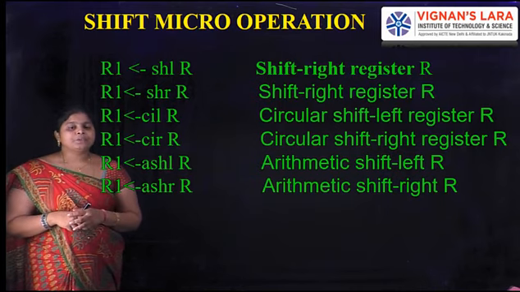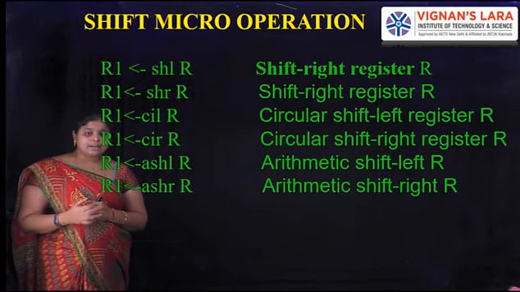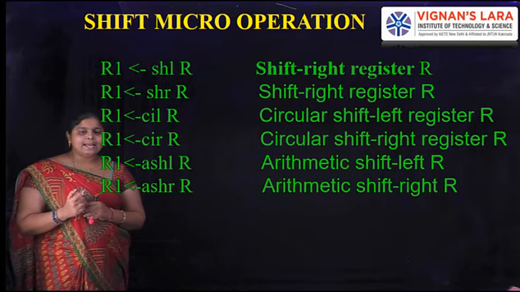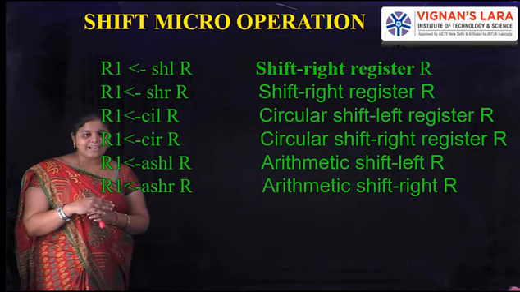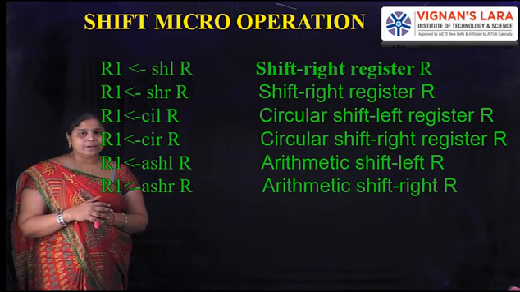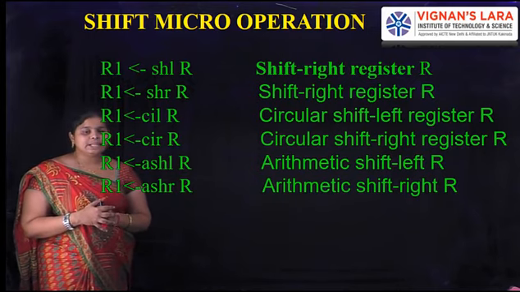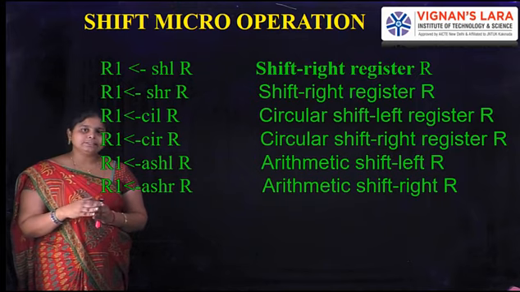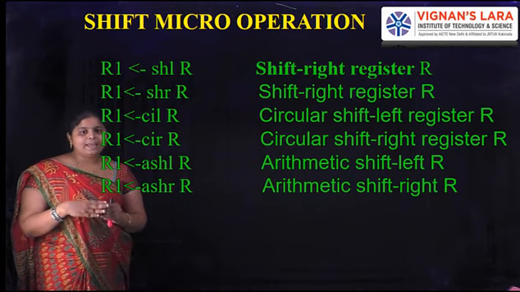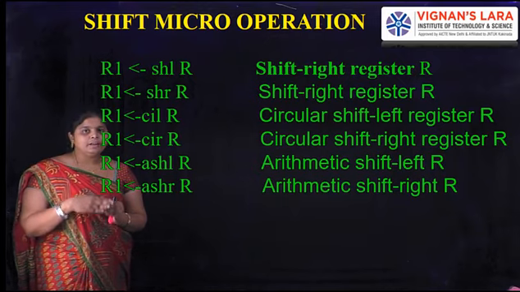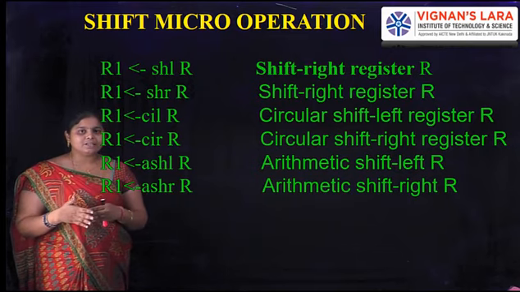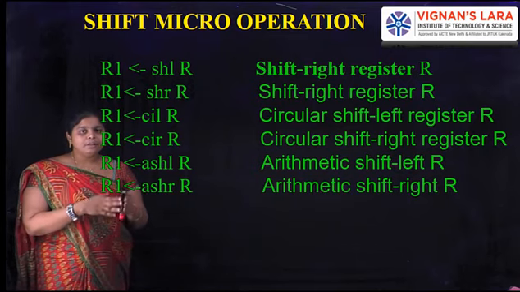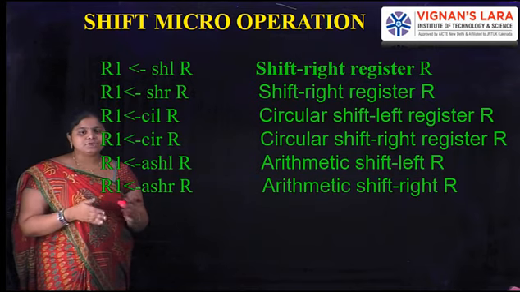Next, circular shift has 2 types, CIL and CIR. Here also we take the two registers, R and R1: circular shift left register and circular shift right register. And for the arithmetic shift we represent it as ASHL and ASHR. ASHL means arithmetic shift left, and ASHR means arithmetic shift right. Here also we take two registers, R and R1. The data is in the form of binary bits, zeros and ones.